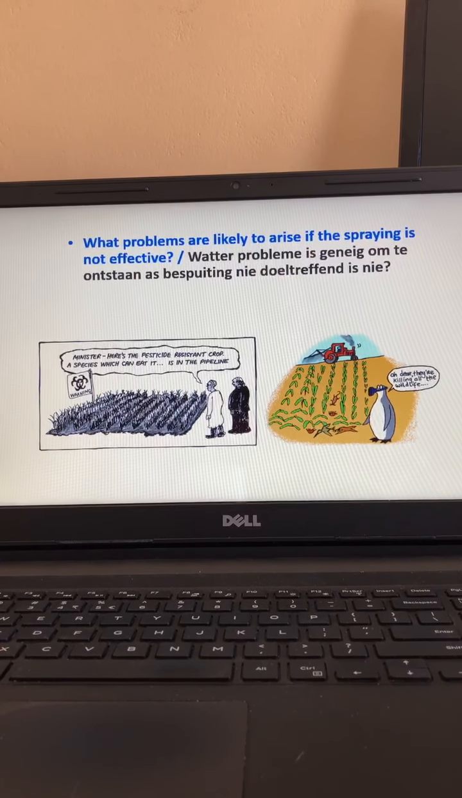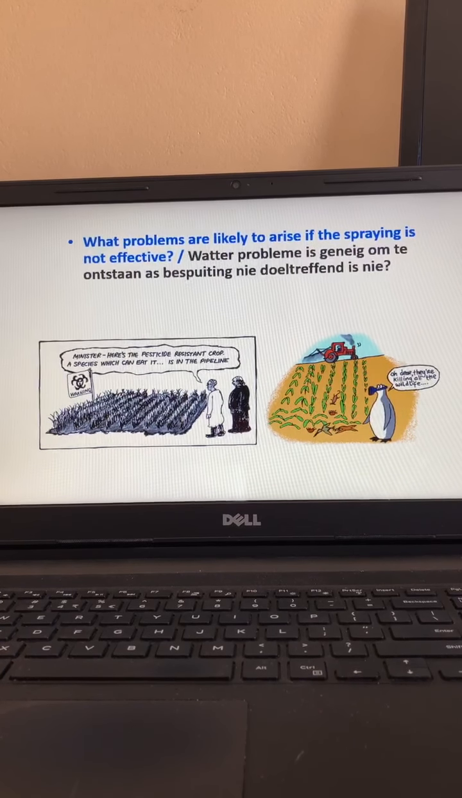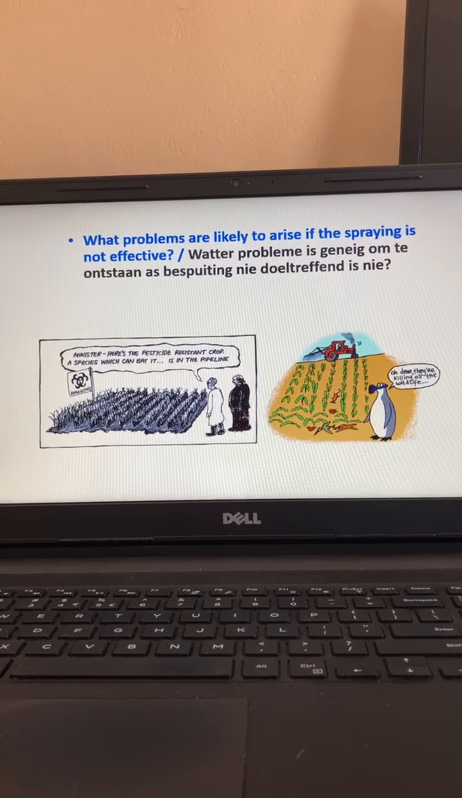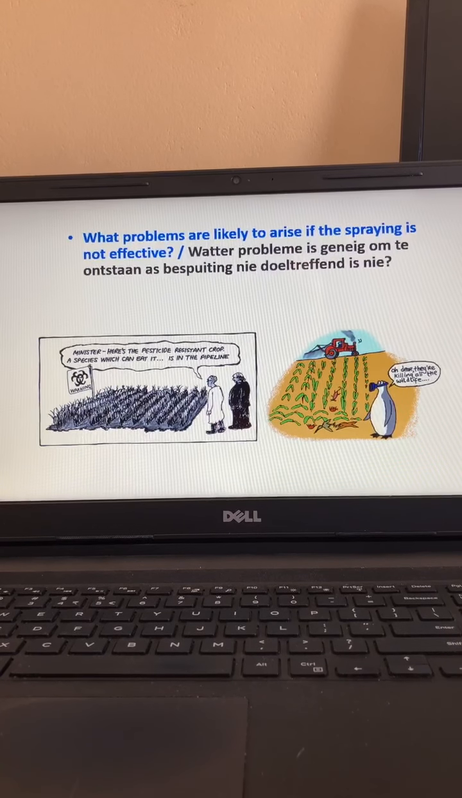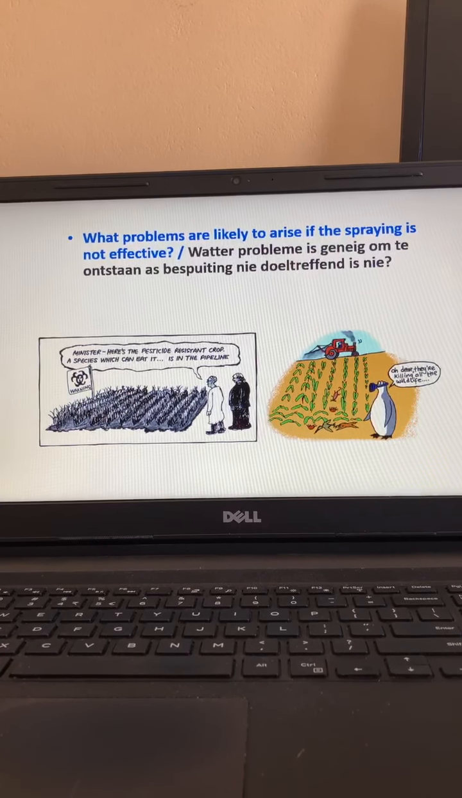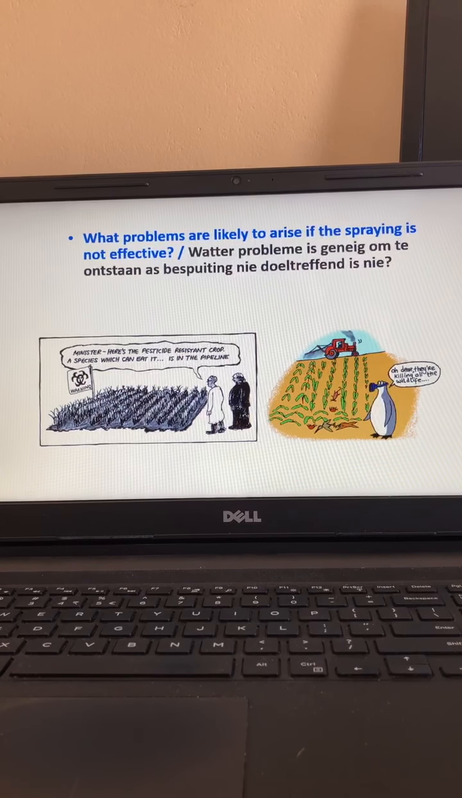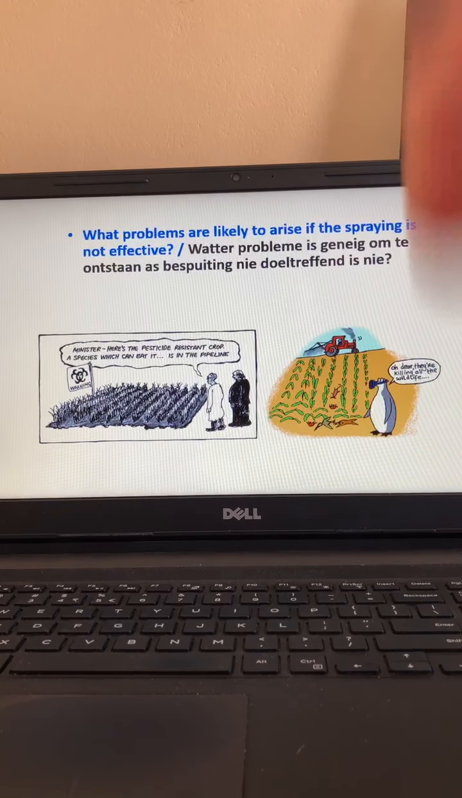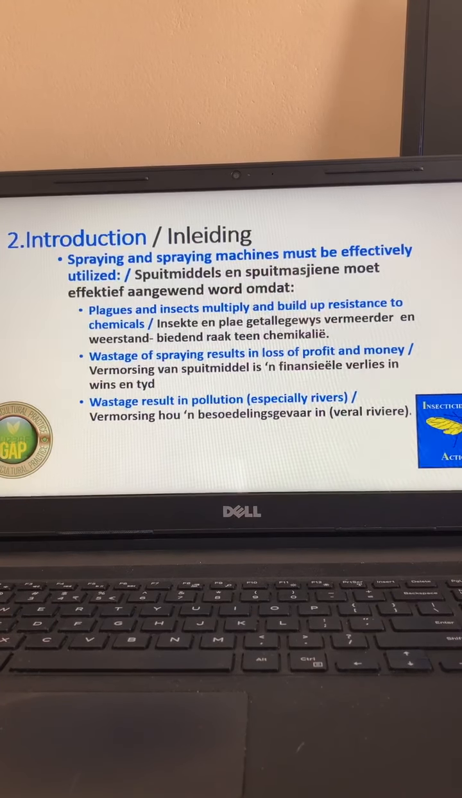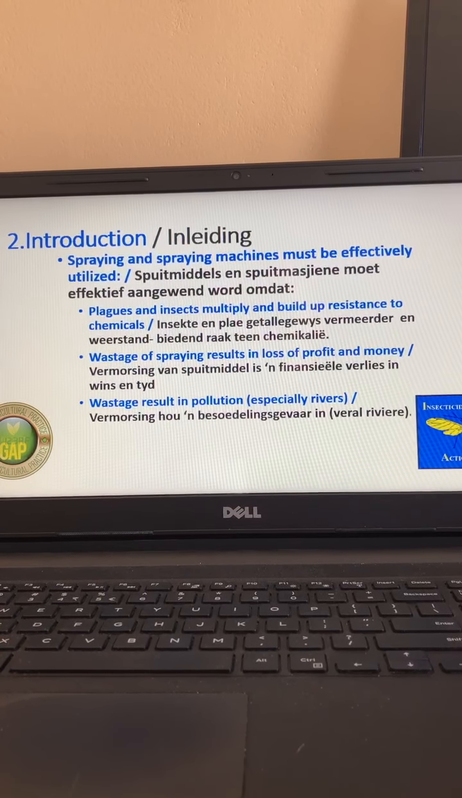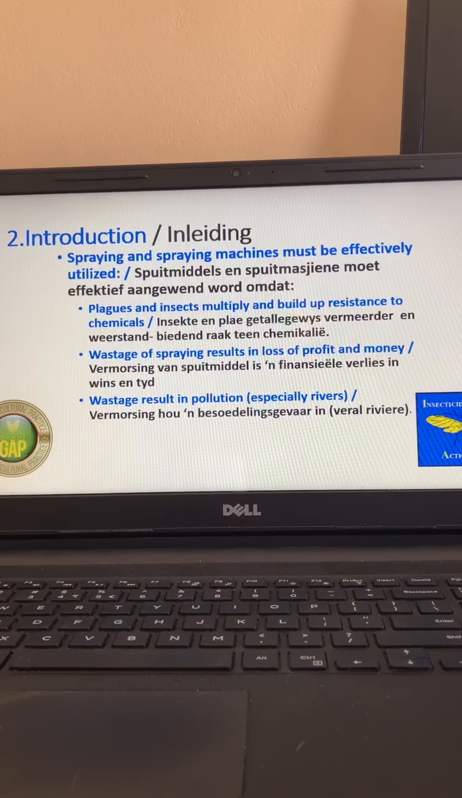So, what problems are likely to arise if the spraying is not effective? When you are spraying chemicals, sometimes you'll spray too much or not enough. And in both instances, there's a lot of disadvantages to either spraying too much or not enough chemicals. And so it's important for us to know how much to spray, when to spray, and to really effectively manage spraying of chemicals for agricultural use. And so here we can see your spraying machines as well. So the equipment that we are using to spray chemicals onto our crops or onto fields.